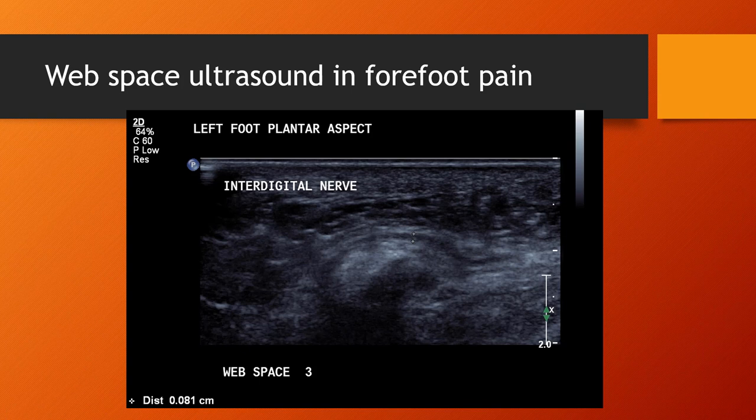This is a longitudinal image, and on ultrasound, nerves appear as a linear structure. Usually the outer epineurium is echogenic, and within the nerve we see little hypoechoic striations. So this is the interdigital nerve. And we're actually finding that the ultrasound can be quite specific, sometimes more specific than the MRI in the right hands and someone that's well trained.